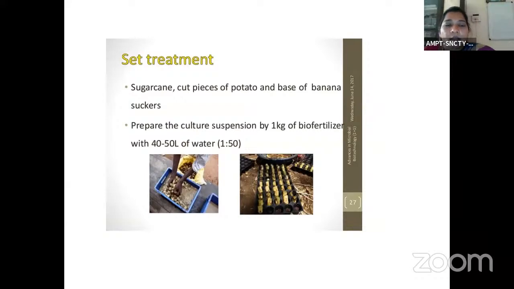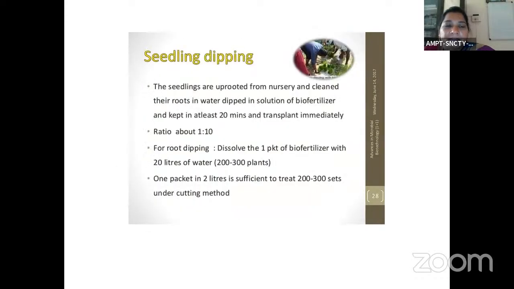Then the set treatment. Acetobacter can be used for nitrogen fixation and phosphorus solubilizing bacteria. Prepare the culture suspension with 1 kg of biofertilizer in 40 to 50 liters of water, a 1:50 ratio. Dip the cut pieces of sugarcane, the sets, and leave them for 10 to 20 minutes. After that, remove them and transplant.